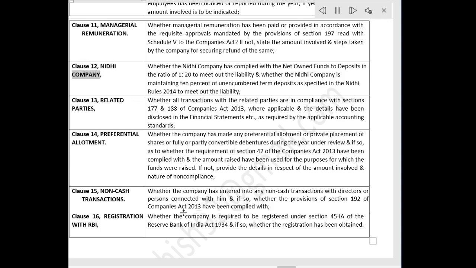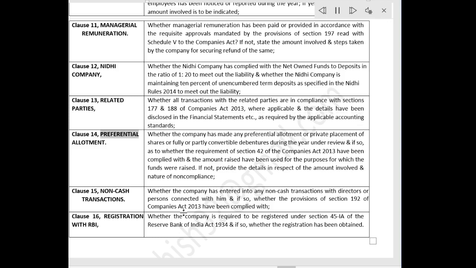Clause 12. Nidhi Company. Whether the Nidhi Company has complied with the net owned funds to deposits in the ratio of 1:20 to meet out the liability and whether the Nidhi Company is maintaining 10% of unencumbered term deposits as specified in the Nidhi Rules 2014 to meet out the liability. Clause 13. Related parties. Whether all transactions with the related parties are in compliance with Sections 177 and 188 of Companies Act 2013, where applicable, and the details have been disclosed in the financial statements, etc., as required by the applicable accounting standards.